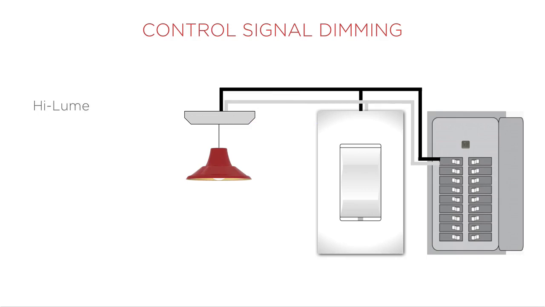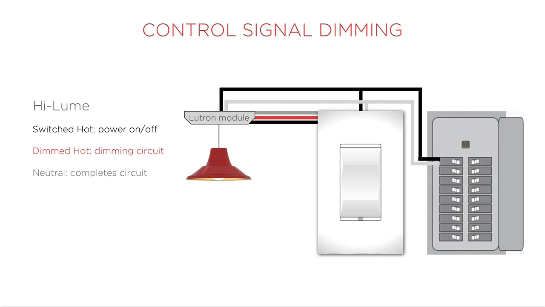High lume is also known as 3-wire and is a Lutron proprietary standard. It uses 3 wires for control: a switched hot for the voltage on and off, a dimmed hot for forward phase dimming as a control signal, and then the neutral in order to complete the circuit. The Control4 forward phase dimmer can be used with the high lume interface in Lutron installs.